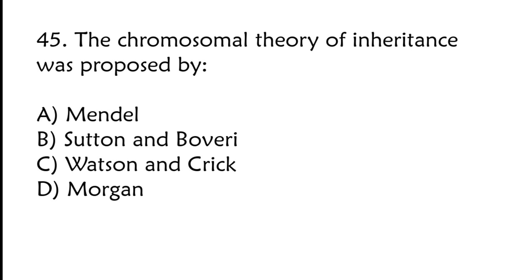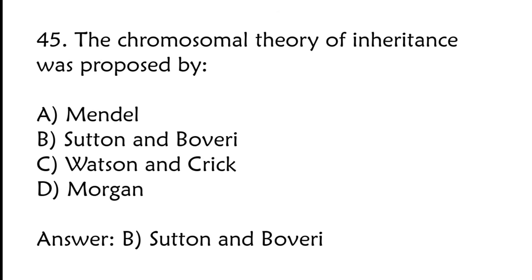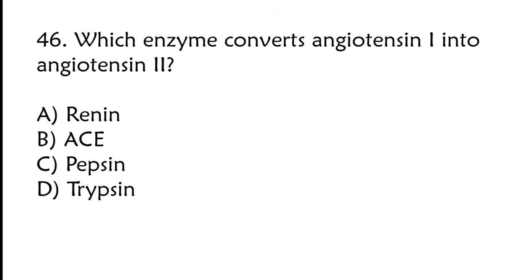The chromosomal theory of inheritance was proposed by? Correct answer is Sutton and Boveri. Which enzyme converts angiotensin 1 into angiotensin 2? Correct answer is ACE.